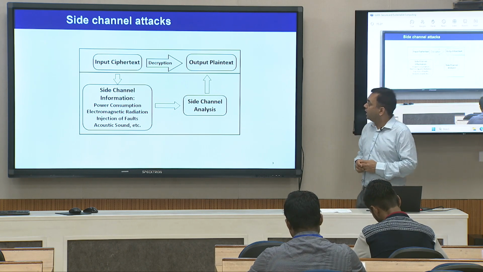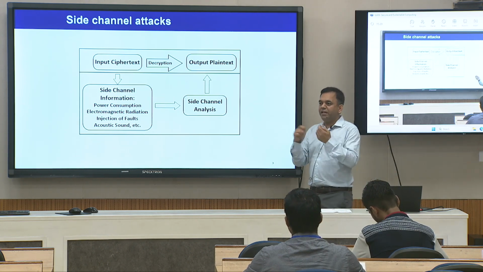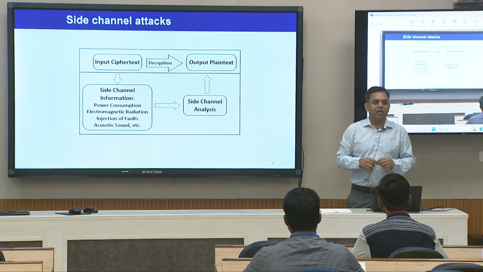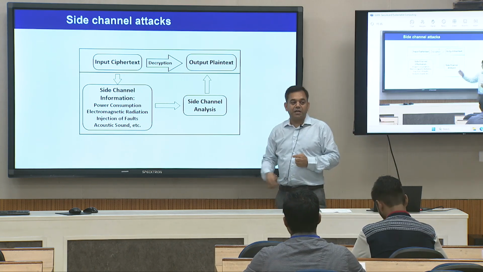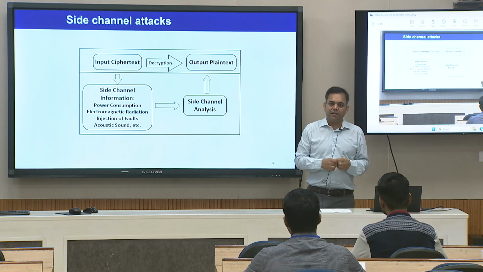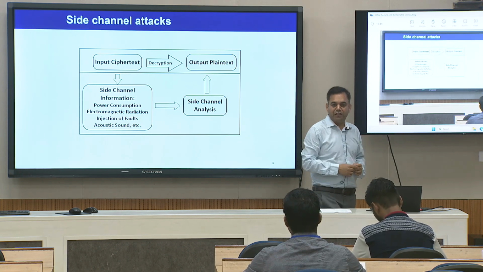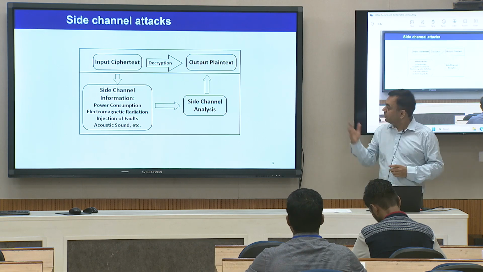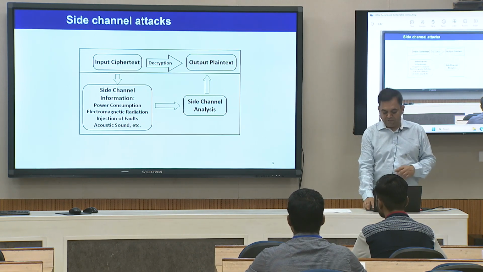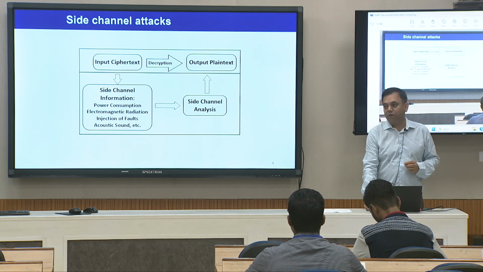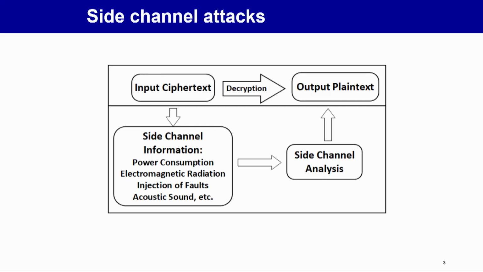And as I have said, if you are encrypting with different keys, maybe of different length, your side channel information will vary. There could be high power level, low power level and all those things. So this is how side channel analysis finds out the key, and then you can always get the plain text.